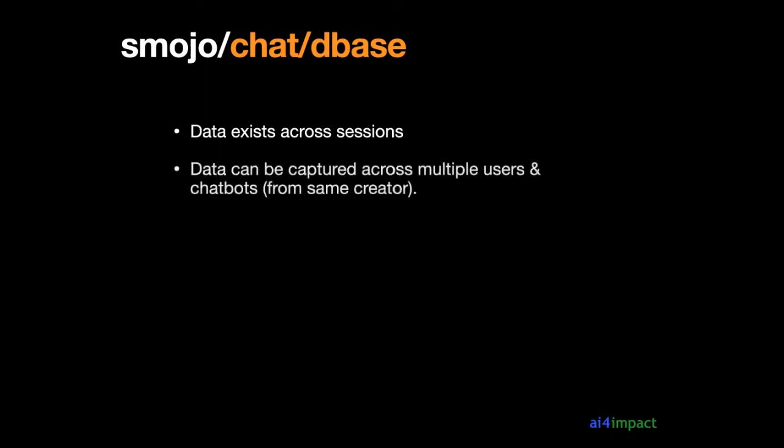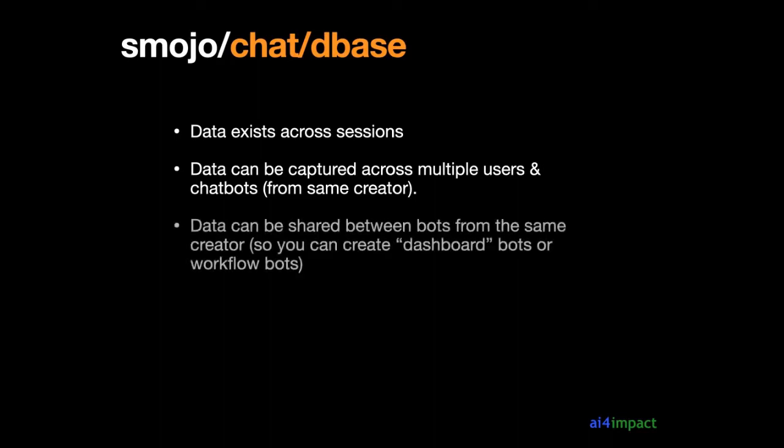The data also exists across sessions. The data can be captured across multiple users and chatbots, but from the same creator. So in other words, the big constraint is that if I've got a user ID, let's say it's Arnold or something else, then I can create or capture data for anything created by Arnold. Okay, but I can't access or capture data created, let's say, by Vincent or by William. So it's on a per creator basis. The data is stored on a per creator basis, but many other people can store their data to this data store.